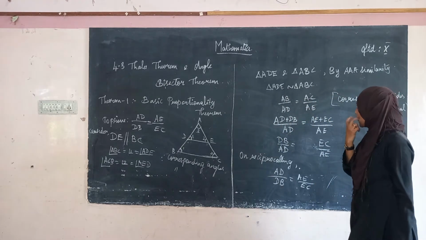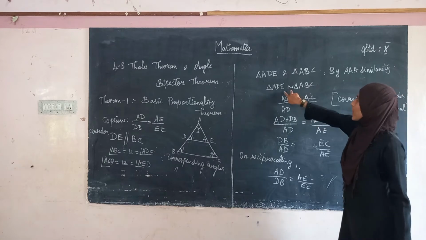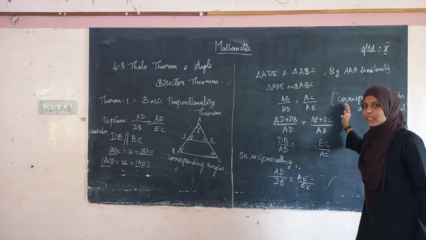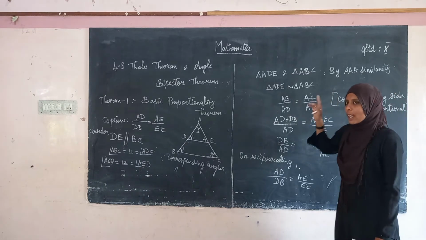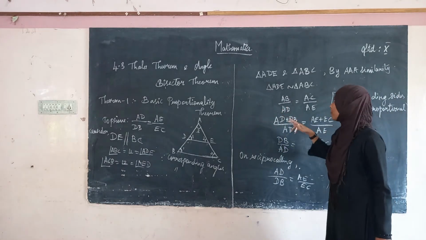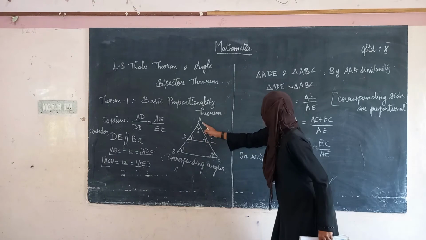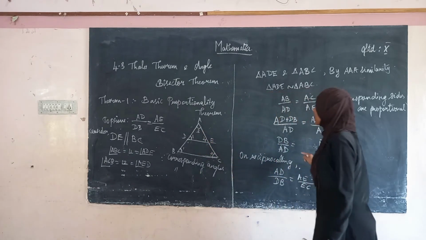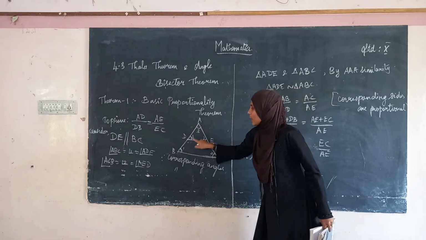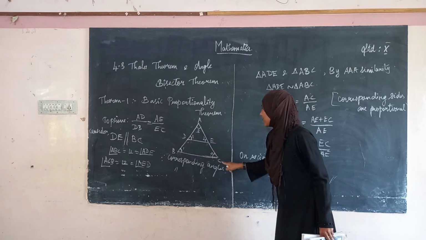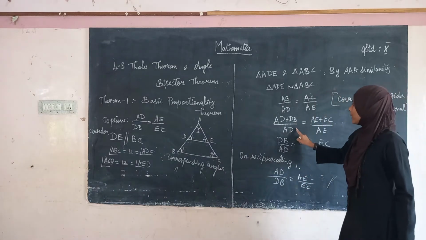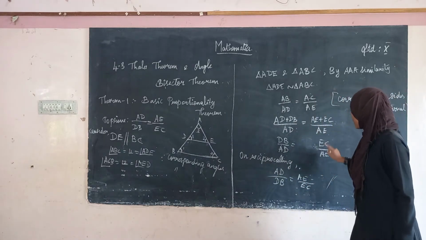After that, since these two triangles are similar, we know that the corresponding sides are proportional. We have learned this in the previous classes. If two triangles are similar, the corresponding sides are proportional. Therefore, AB divided by AD is equal to AC divided by AE. Then AB can be split into AD plus DB and AC can be written as AE plus EC. After splitting we got DB divided by AD is equal to EC divided by AE.